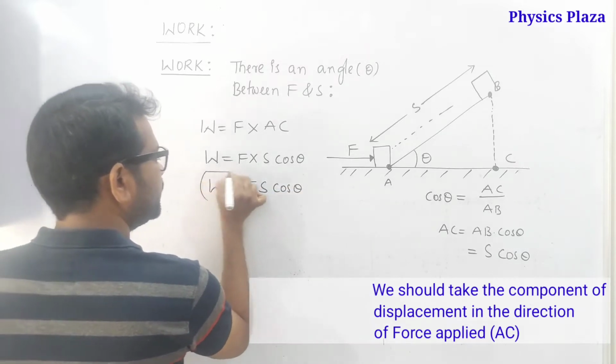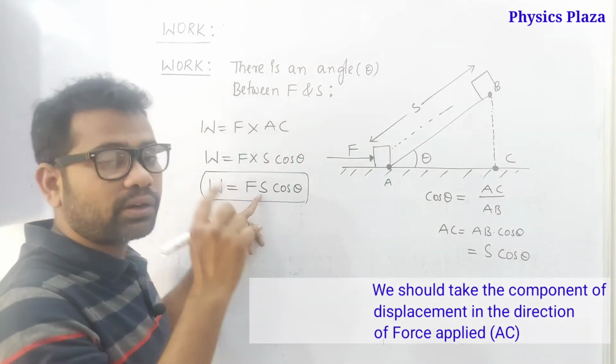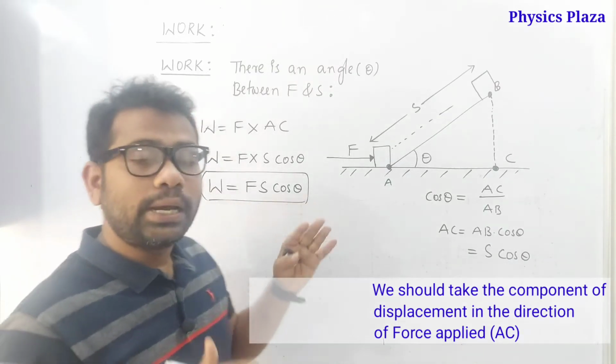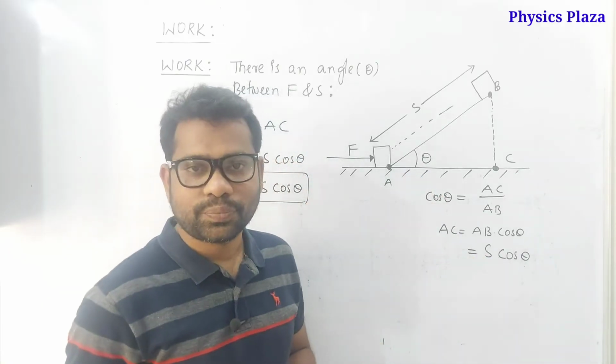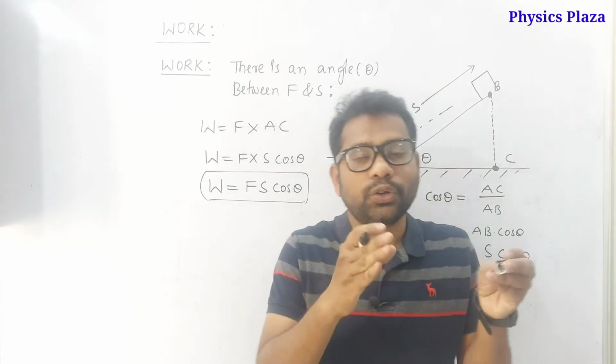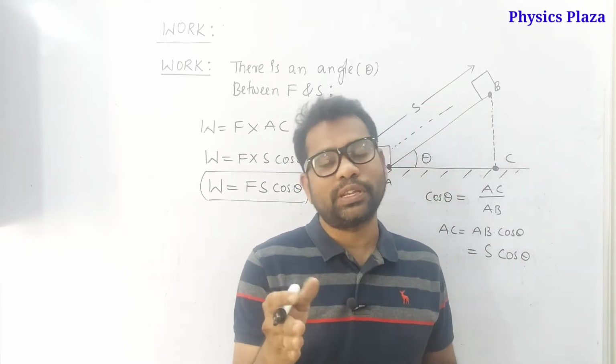It's very, very important. Here F is the magnitude of force, S is the magnitude of displacement. What is theta? Theta is the angle between force and displacement. So children, come on. Then how do we write the expression for work when there is an angle between force and displacement?